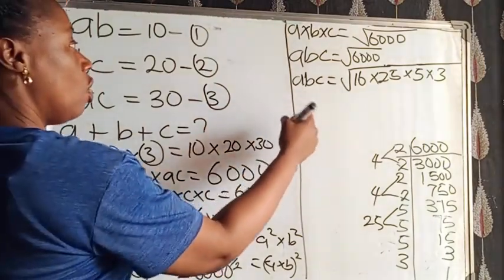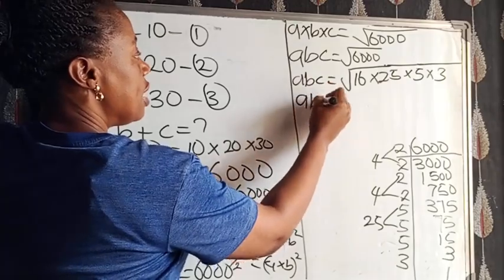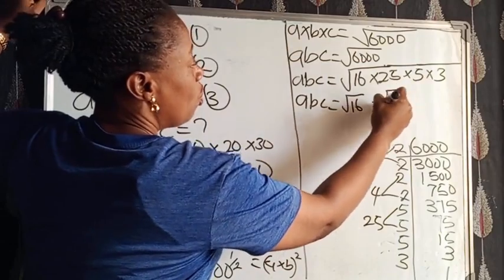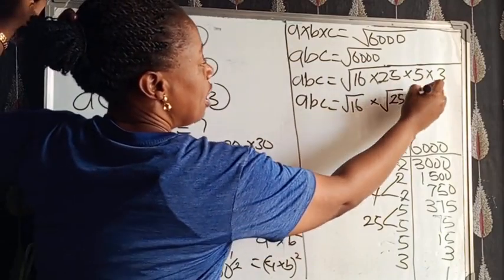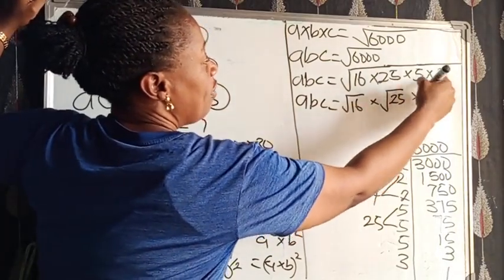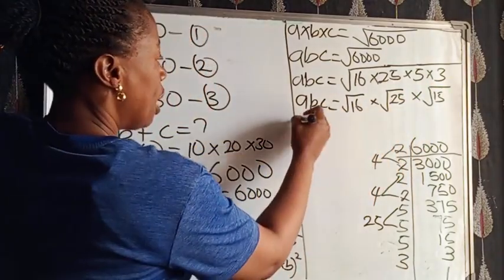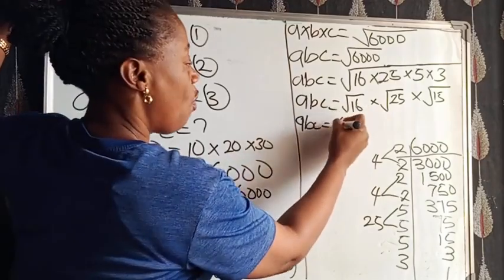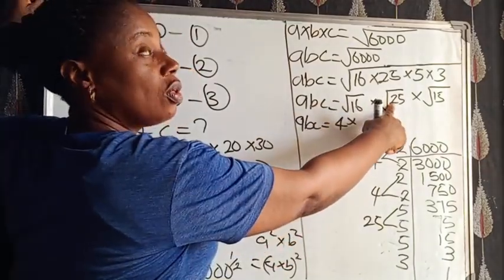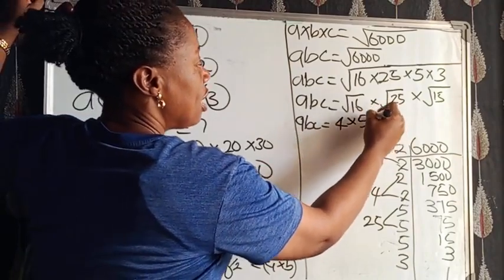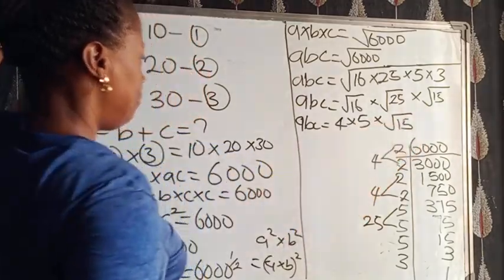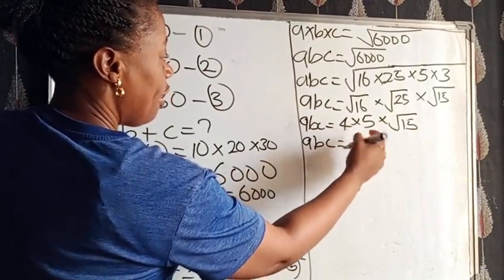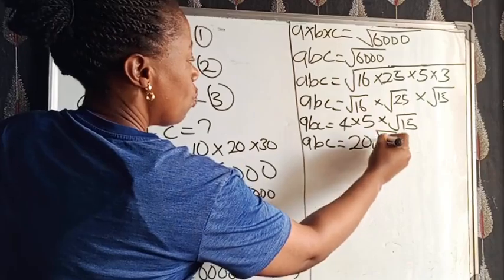Now, this can also be expressed as ABC equals the square root of 16 times the square root of 25 times the square root of 5 times 3, which is 15. So ABC will be equal to the square root of 16 is 4, the square root of 25 is 5, times the square root of 15. So now ABC will be equal to 4 times 5 is 20 root 15.